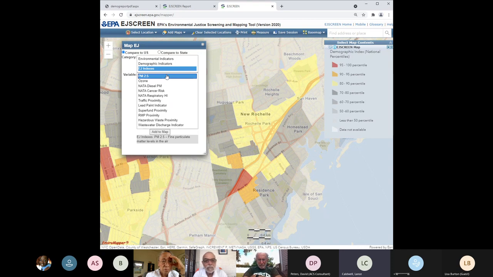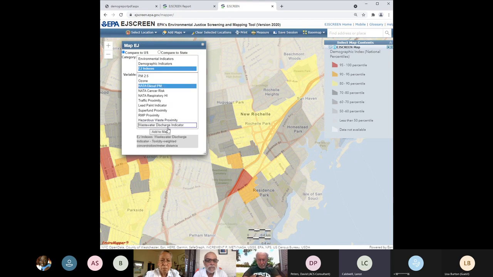So it's not just looking at where environmental conditions are the worst. It's not just looking at where people of color and people of low income live. When you combine those layers, what you're screening for is where people of color and people of low income are disproportionately impacted by environmental conditions.